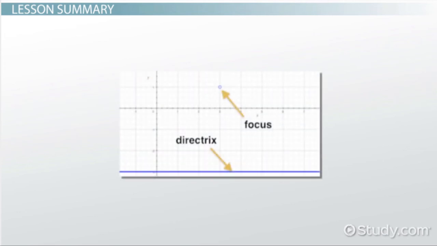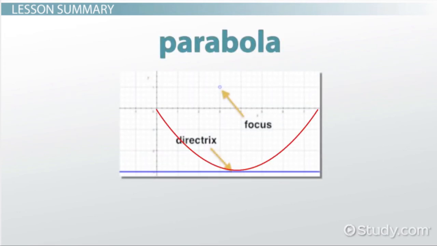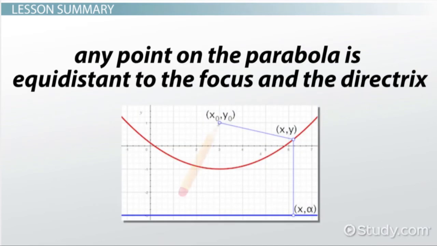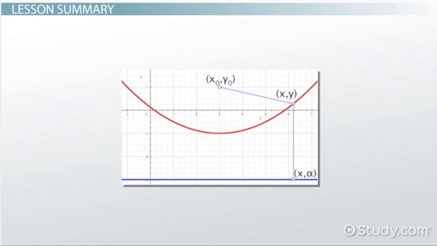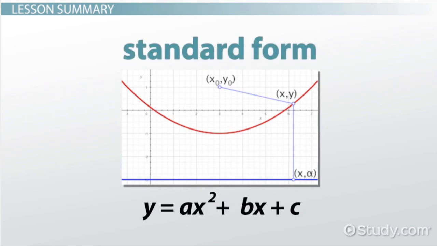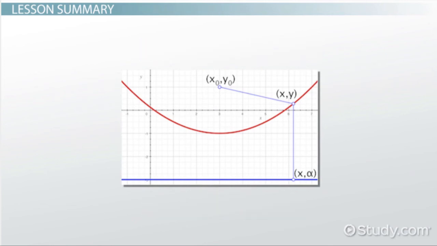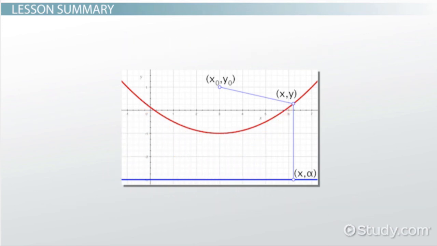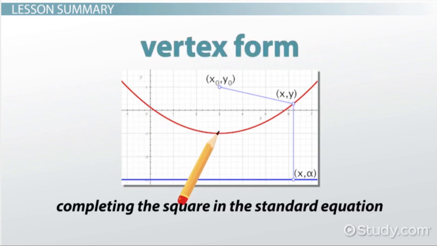The directrix and the focus provide enough information to write an equation for a parabola. Any point on the parabola is equidistant to the focus and the directrix. Equating these distances leads to the parabola equation in standard form. There are other convenient forms for the standard equation depending on what information you need. For example, solving for the roots of the standard equation gives the parabola equation in intercept form. Completing the square in the standard equation gives us the parabola equation in vertex form.